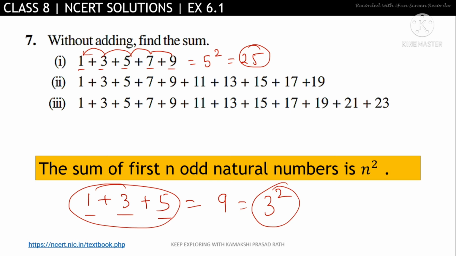So you just have to see how many odd numbers we are adding. Here you can see 1, 2, 3, 4, 5, 6, 7, 8, 9, 10. So we'll get 10 squared, that is 100. Next, up to here it is 10, then 11, 12. So here we get 12 squared, that is 144. So without adding, we are now easily able to find the sum of these odd natural numbers.